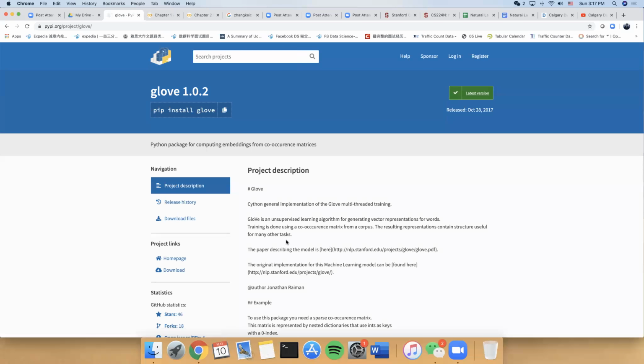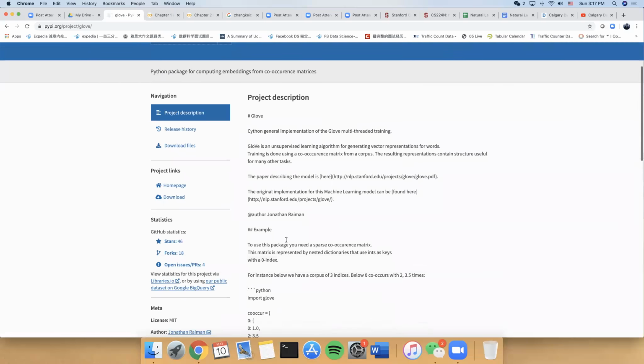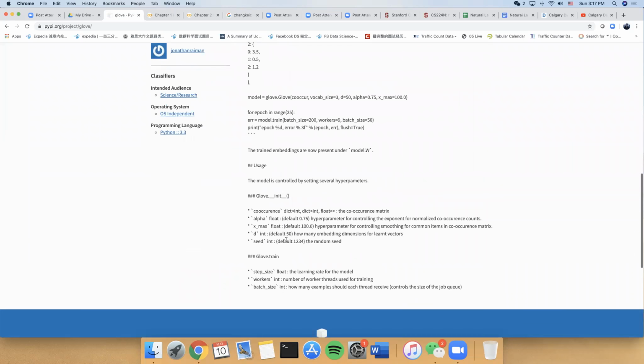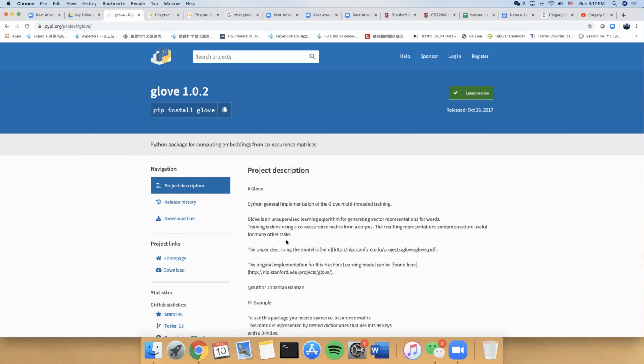I think you can use Python to run it, but it's not going to work as quickly as TensorFlow or PyTorch. But I think you can still use a notebook to run this part.